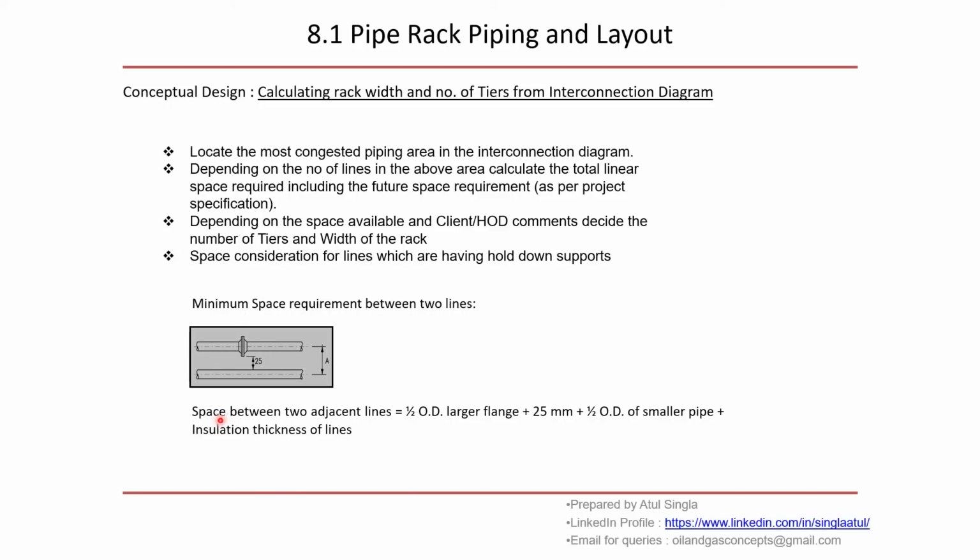Space between two adjacent lines will be half OD of the larger flange, plus 25 mm, then half OD of the smaller pipe. So from this point to this point, this is the minimum spacing criterion which is globally used throughout plants. But in any project, as we discussed in the starting, project specifications will be required. If anything different from this is required in a particular project, it will be mentioned in the project specification, so we need to follow that only. So based on this discussion, we can go for calculating the width and number of tiers from interconnecting diagrams.